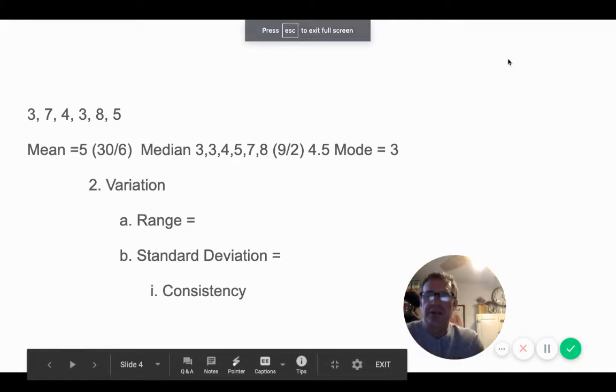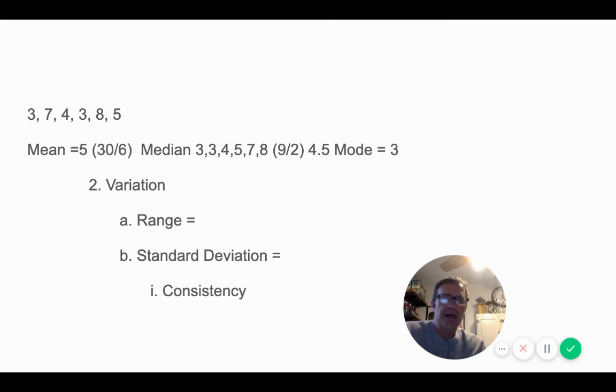So there you go. We also want to look at the variation of these scores, and there's 2 ways that we look at variation of scores. One is the range, and one is called standard deviation. The range is really simple. It's the difference between the highest and lowest numbers. So the range of this set would be 5 because 8 is the highest and 3 is the lowest. And that tells us that. Again, pretty simple, straightforward.